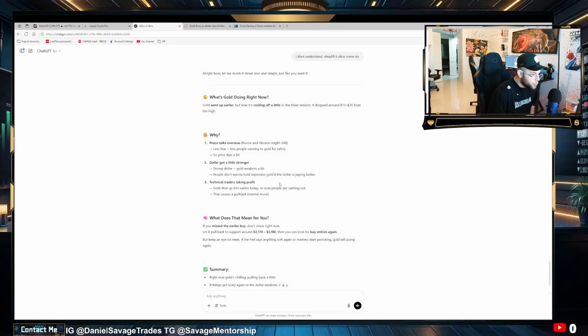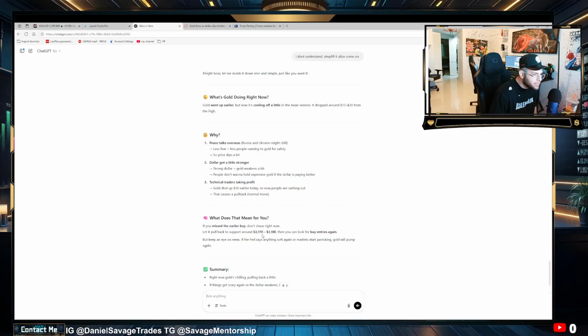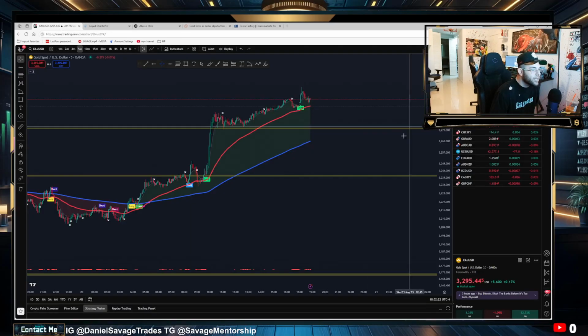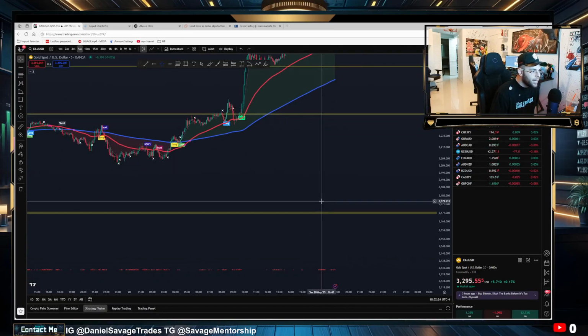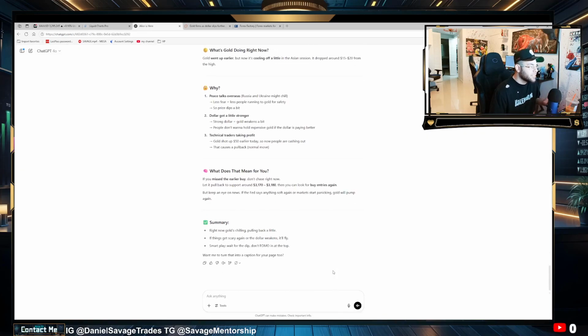Now, what does this mean for you? If you missed the trade earlier, don't buy right now. Let it pull back to support around 3170, 3180, and then you can look for buy entries again. So this would be a nice little entry where I could potentially buy again. Yes, it was 3170, 3180, which was over here. So this would be a great area to buy. Now, I'm going to be like, yo, this is a little bit too far. So now I am a scalper.